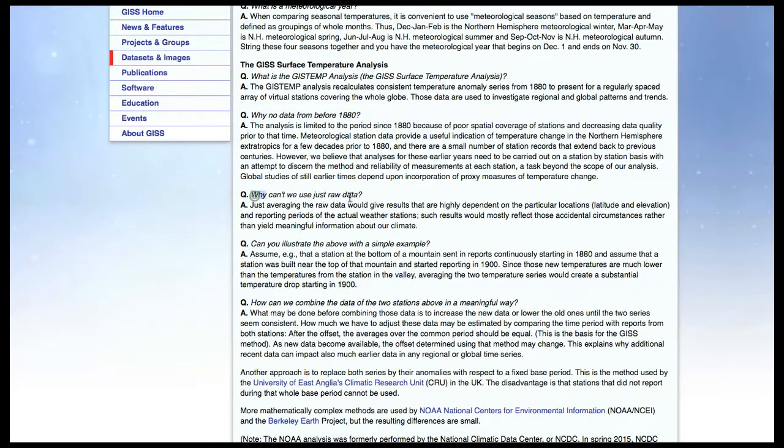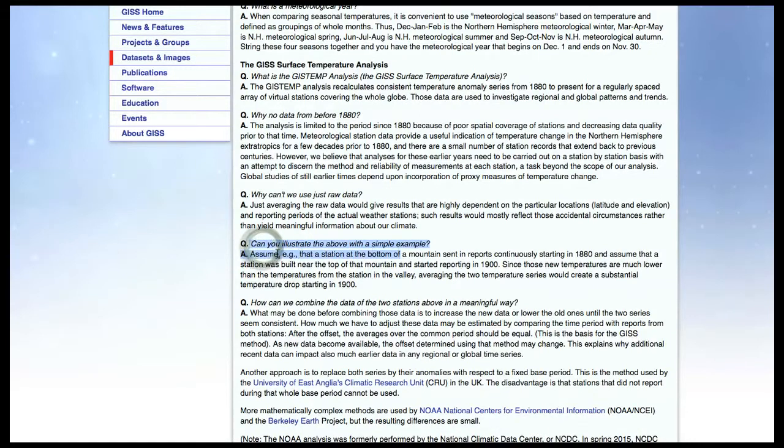But how about, why can't we just use the raw data? I mean, we have raw data from all these weather stations. Why do we need to calculate anything? Why don't we just add them together and average them out? Just averaging the raw data would give results that are highly dependent on the particular location's latitude and elevation and the reporting periods of the actual weather stations. Such results would mostly reflect those accidental circumstances rather than yield meaningful information about our climate.